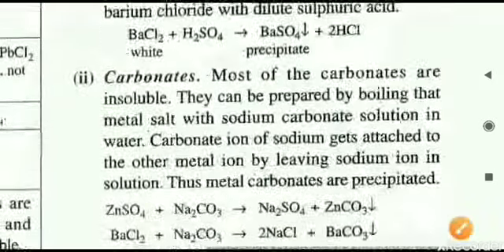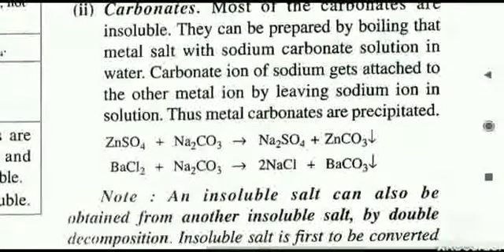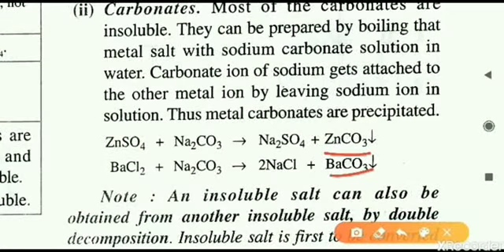Next they have given about the carbonates here. We can make insoluble carbonate using the soluble carbonates. Soluble carbonates are those of sodium, potassium, or ammonium. So sodium carbonate here we have taken, that is a soluble carbonate, and it is used to prepare an insoluble carbonate using the precipitation reaction.